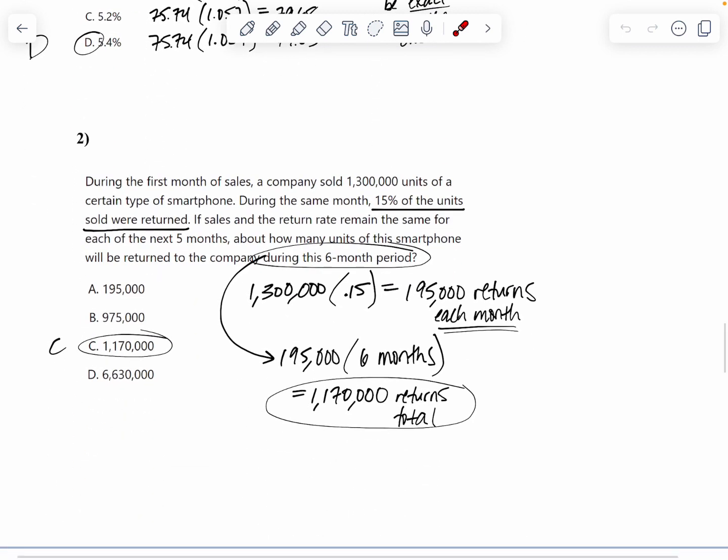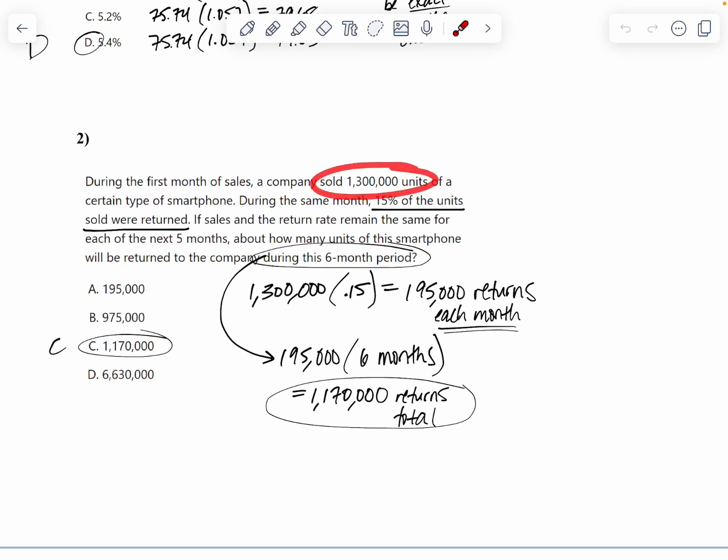Number 2, we have 1,300,000 units of a certain type of smartphone being sold. If you are interested at all in business, you will be doing marketing, sales, any kind of advertising, anything like that. You need to be pretty good at percentages, okay? And if you watch Shark Tank, you need to know, they talk a lot about percentage increase, percent decrease, blah, blah, blah. Okay. Anyways, I'm talking too much.